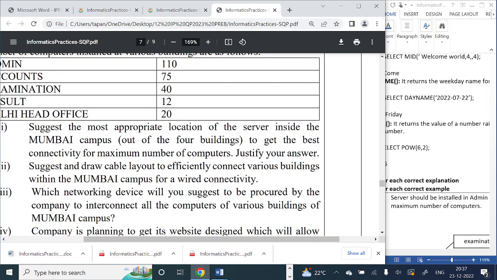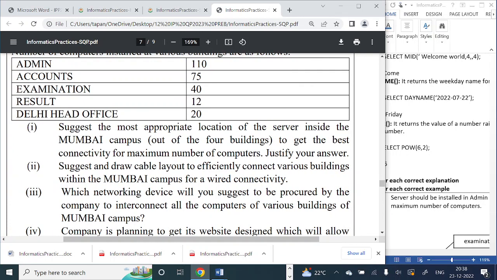Normally they will ask you where to place the server, draw the layout, then where the repeater or the switch is placed. Like this they will ask you. So we all know the answer: wherever the maximum number of computers are there, in whichever building, we have to place the server there. Here you can see in admin building 110 computers are there. So question number 1 is: suggest the most appropriate location of the server inside the Mumbai campus out of the 4 buildings to get the best connectivity for maximum number of computers. Justify your answer. So the answer you will write is admin building, because it contains the maximum number of computers.